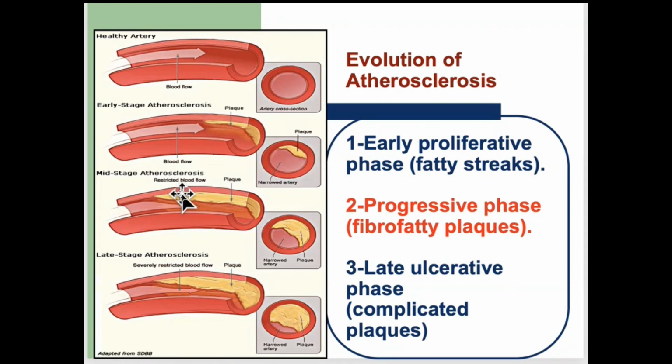Then it becomes a middle stage, a slightly progressive phase, and you can see a proper plaque, the fibrofatty plaque. We have the cap here, and it is now increasing in size, and the lumen is decreasing. It is the narrow lumen in this stage. We call it the progressive phase of fibrofatty plaques. And the final stage is the complicated phase and the late stage of atherosclerosis, when the plaque is very large and covering more than 70% of the lumen. This is the stage of complications and the stage of clinical features.